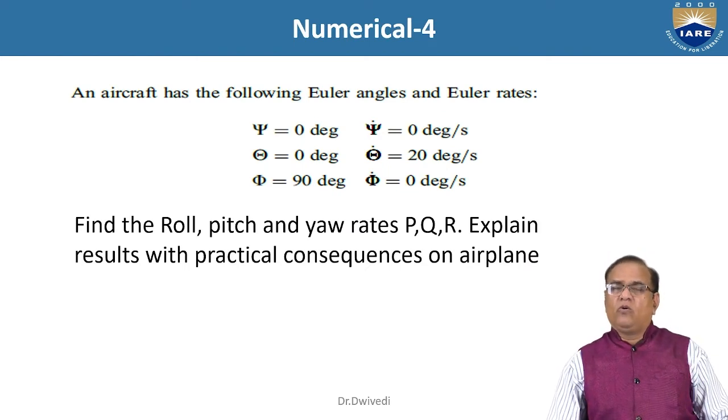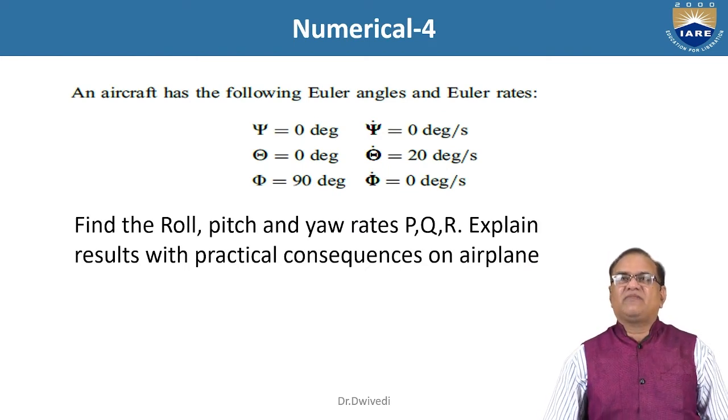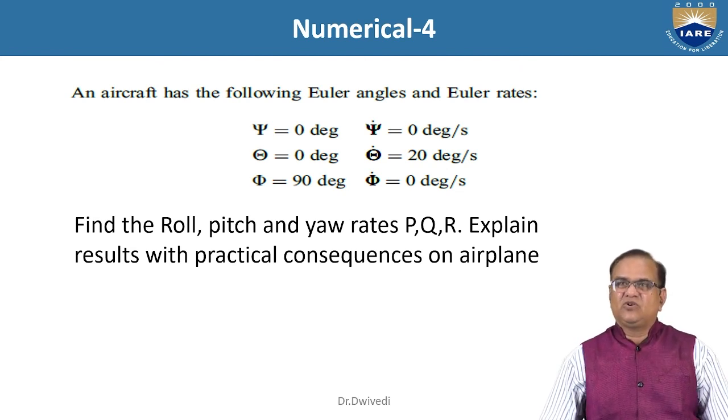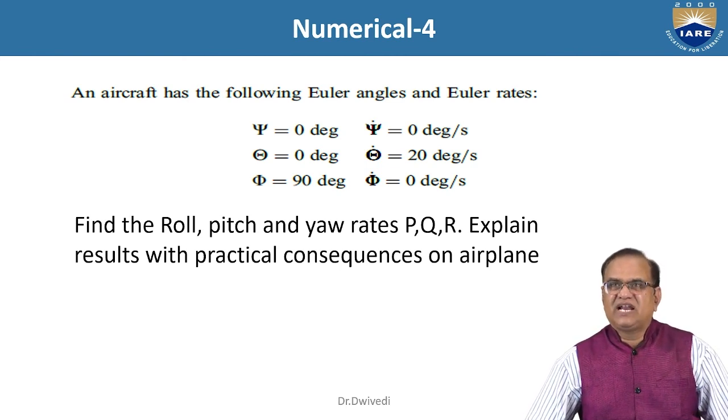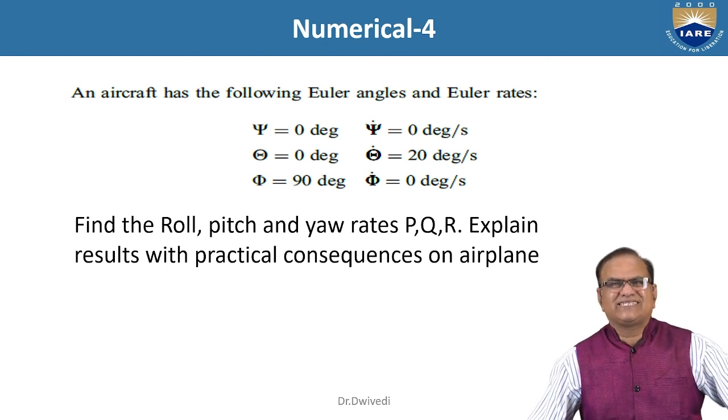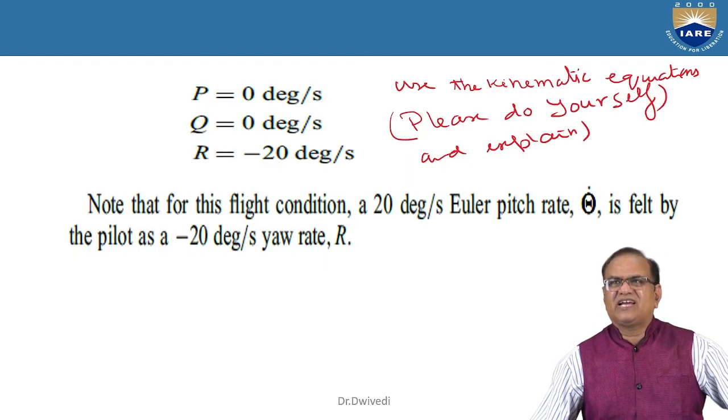Okay, so the next problem is here. An aircraft has the following Euler angles: psi 0, psi dot 0, theta 0, theta dot equal to 20, and phi is 90 and phi dot is 0. So find the roll, pitch and yaw rates, and in the same way, the practical consequences.